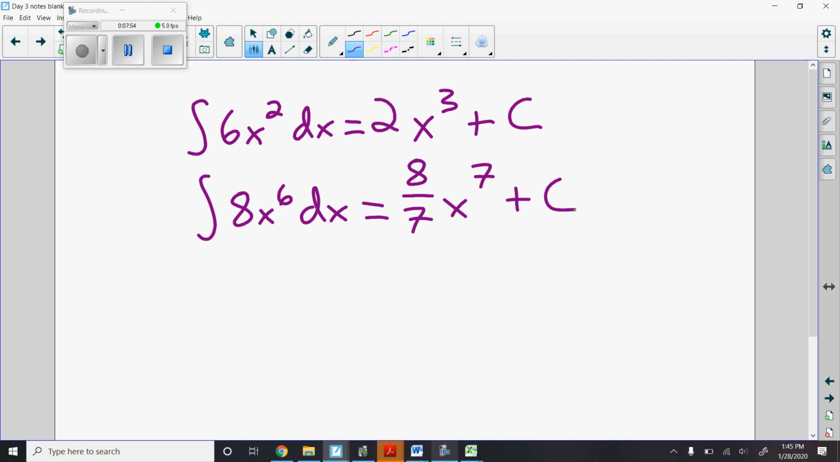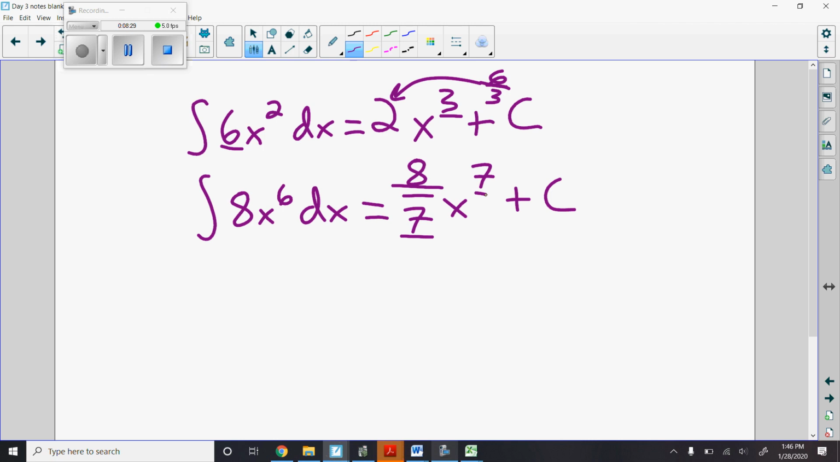But I don't want to have to play that guessing game all the time. So I want to come up with a rule here that can work. Okay, when I take a look at this, this 2 could have been written as 6/3. Right? I take my original coefficient and divide by my new power. Again, I take my original coefficient and I divide by my new power.